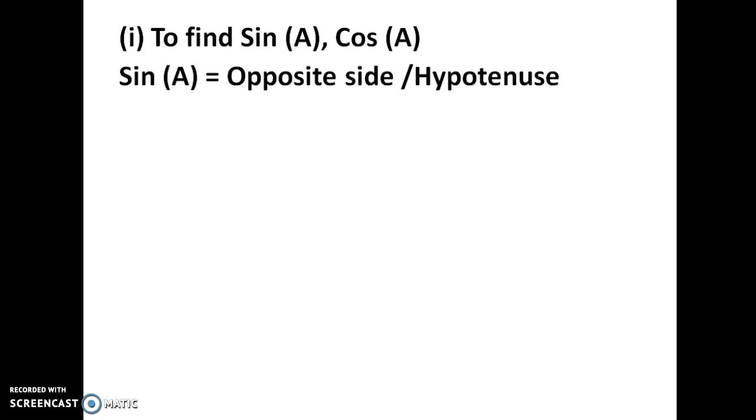Now we got the hypotenuse also. Now we can substitute in the sine formula. Sine is opposite side by hypotenuse. Sine is the ratio of the opposite side to the hypotenuse, so when you write it in fraction form, it is opposite by hypotenuse. Opposite is 7 centimeter, and the hypotenuse we just found is 25 centimeter. You can't simplify anymore. So sin A is 7 by 25.